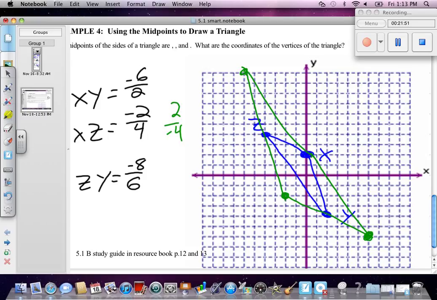Okay, so let's find what these points are. This point down here is negative 2, negative 2. Oh, you guys probably can't read that at all. This point right here is 1, 2, 3, 4, 5, 6. This point here is 1, 2, 3, 4, 5, 6, 7, 8, 9, 10. Make sure you write your vertices in because those are your answers.